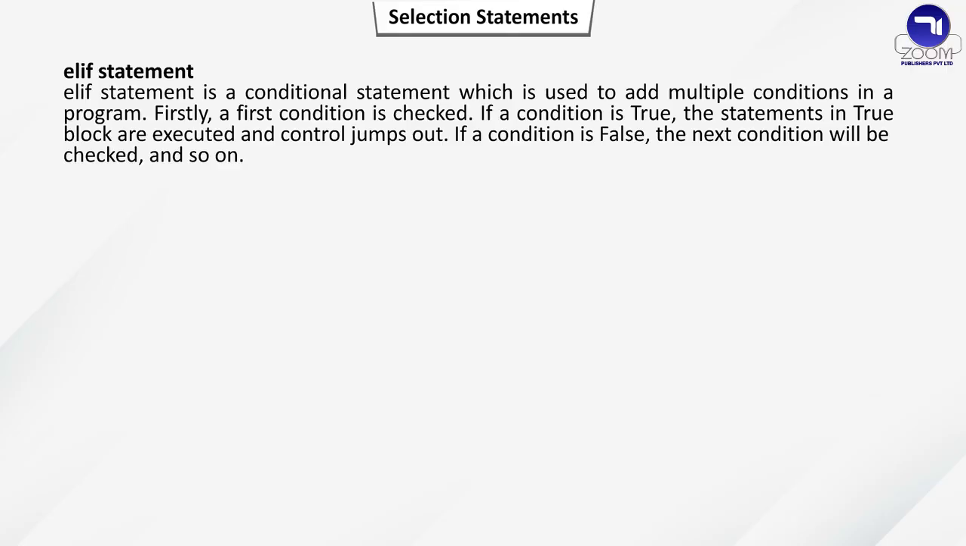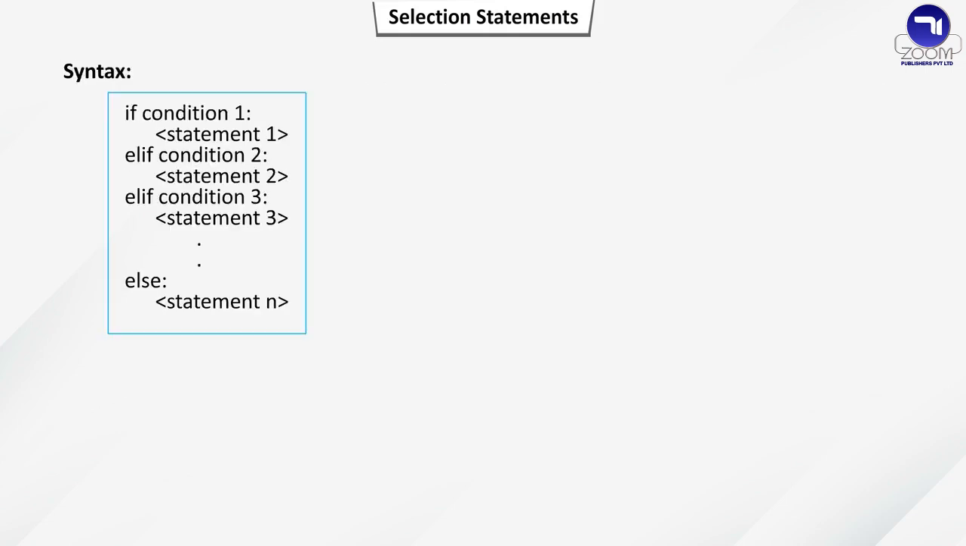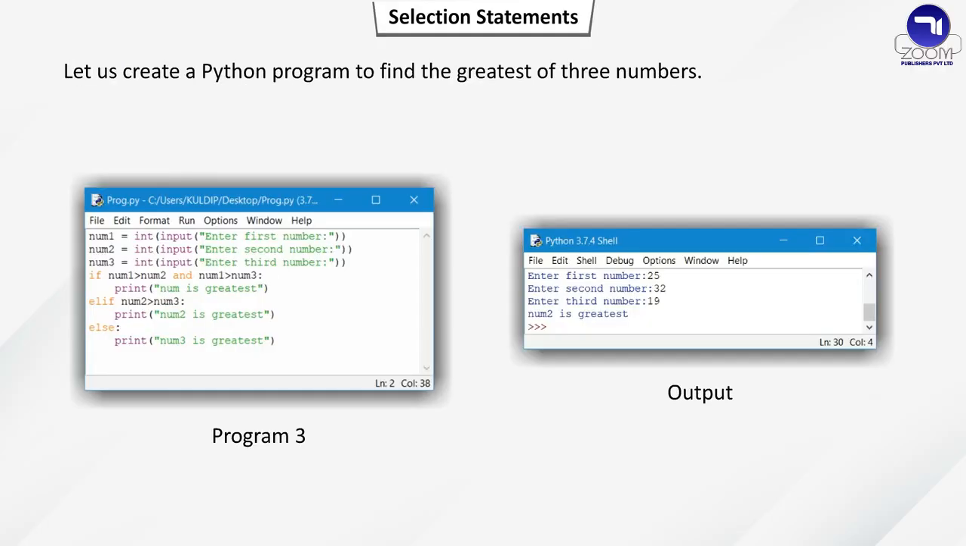Elif statement. Elif statement is a conditional statement which is used to add multiple conditions in a program. Firstly, the first condition is checked. If a condition is true, the statements in true block are executed and control jumps out. If a condition is false, the next condition will be checked and so on. Syntax: if condition 1, statement 1, elif condition 2, statement 2, elif condition 3, statement 3, else statement n. Let us create a Python program to find the greatest of 3 numbers.